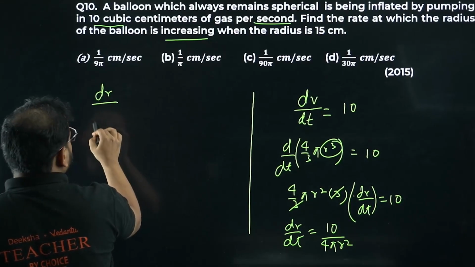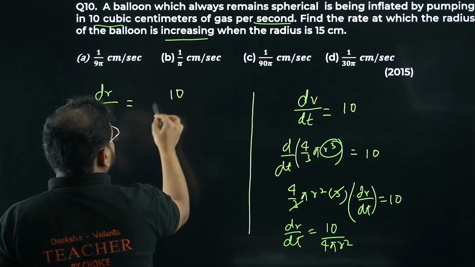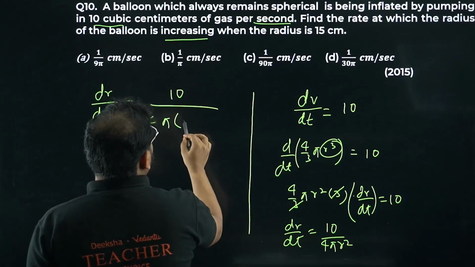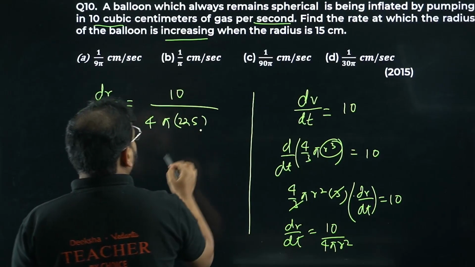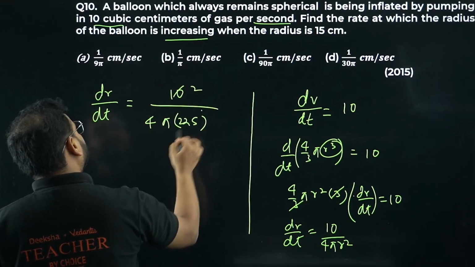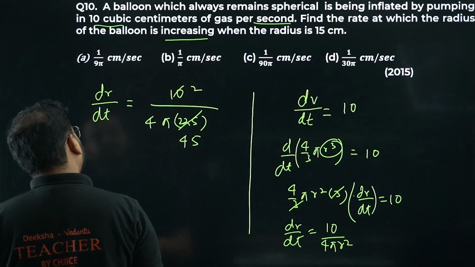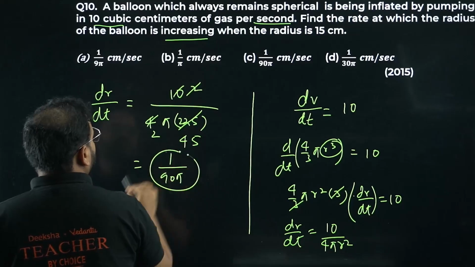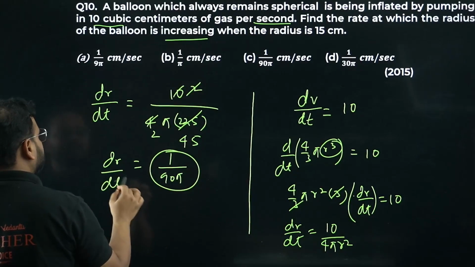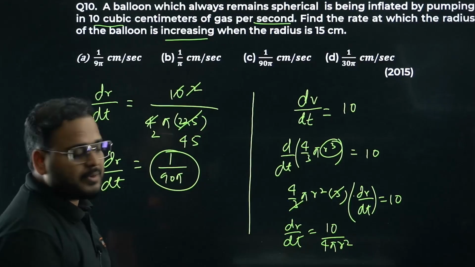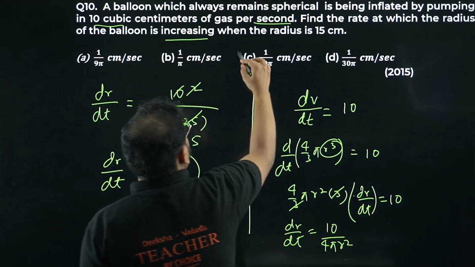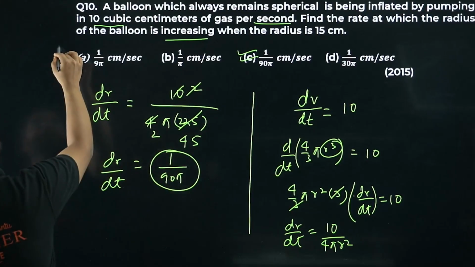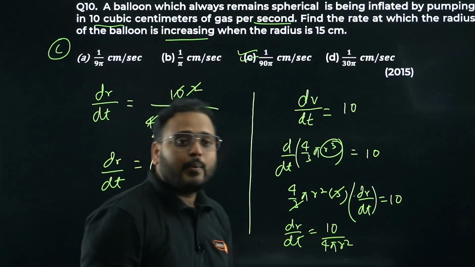While solving questions, students might have this kind of doubts. They see one thing and they try to think about it. That's okay, but I hope you are able to get the right things. 15 square will be 225 now. So 4 into 225 is 900, I get 1 upon 900 pi as the value of dr by dt. Please check. Right answer is option C, 1 by 90 pi. Great.